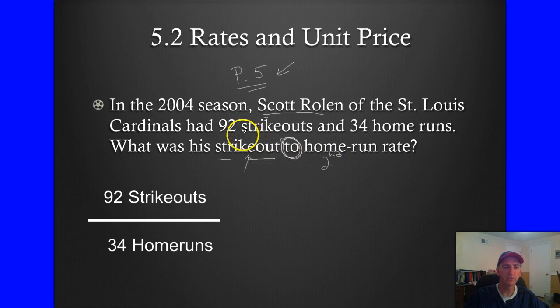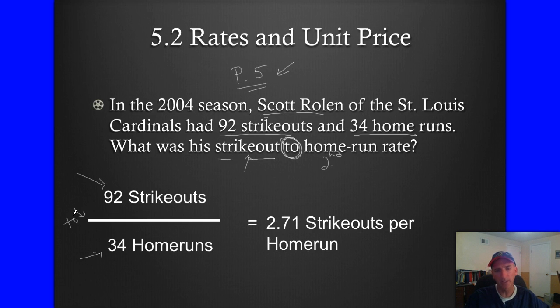All right, the first number is strikeouts, 92 strikeouts, 34 home runs. So you want that 92 to go first, so I put it up here. The strikeouts to home runs is this over that. So that's your rate right there. If we ask you to go ahead and divide that out, which usually we do, you can say he strikes out about 2.71 times per every one home run that he hits. So that's again the bottom of page 5 for you.